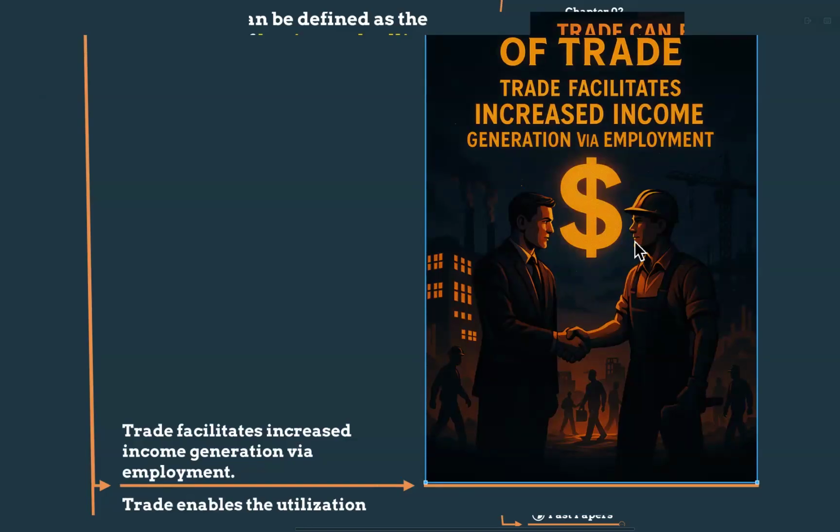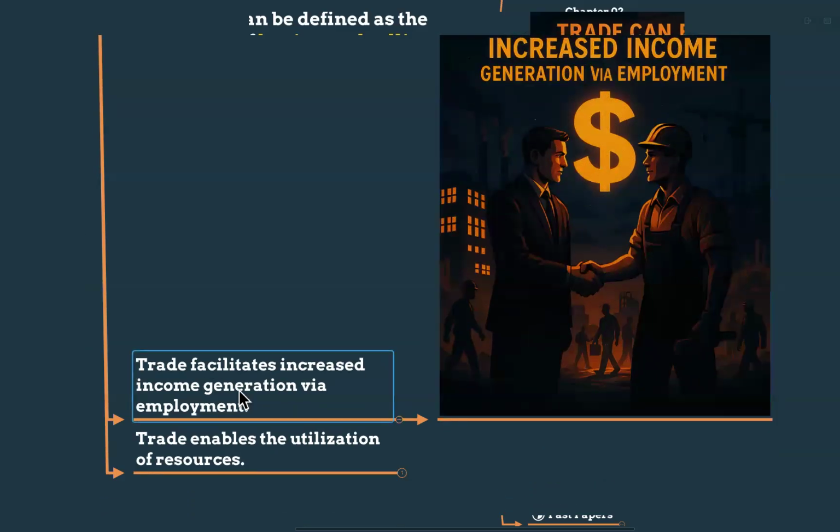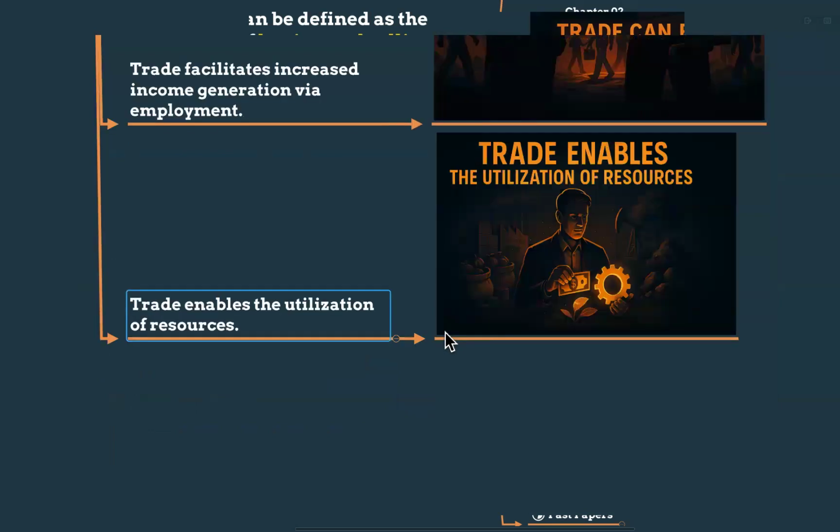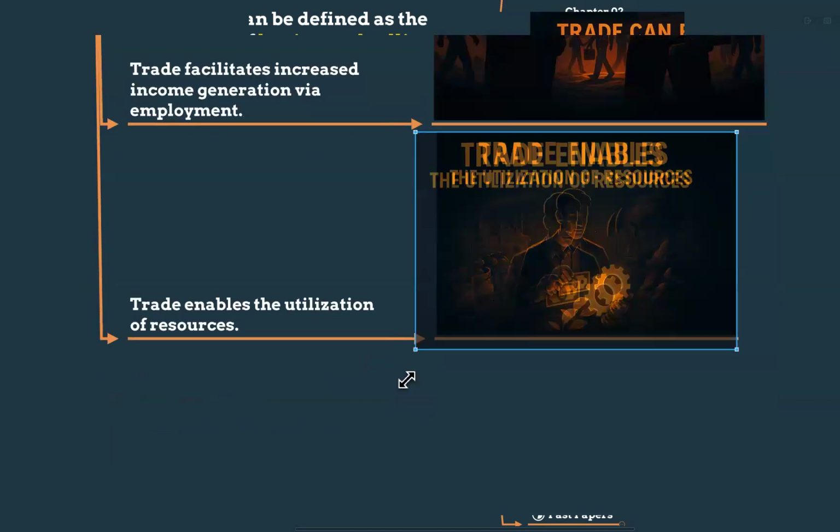Think about how much it's important, right? From the production to the final sale, people are employed. One clothing shop, they can employ designers, tailors, salespeople, accountants, cleaners. Oh, so much of opportunities, right? Employment opportunities. And the trade enables the utilization of resources.